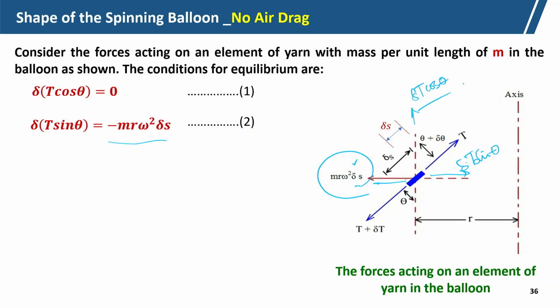So, that will be minus m r omega square delta s. Now sin theta is equal to delta r by delta s. So, we can see that sin theta will be delta r by delta s, that is sin theta. So, here this is the delta s.